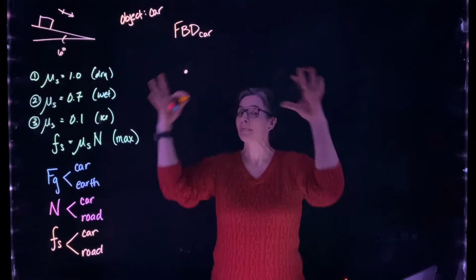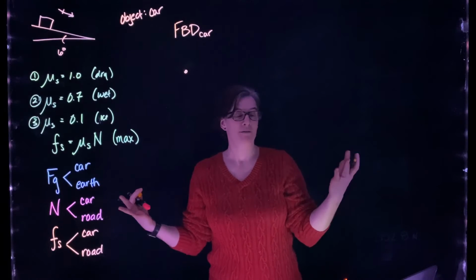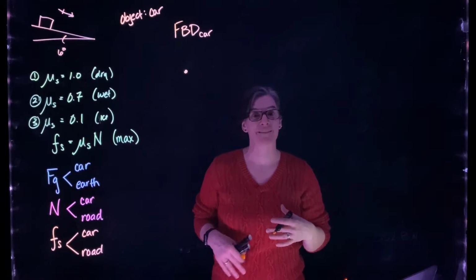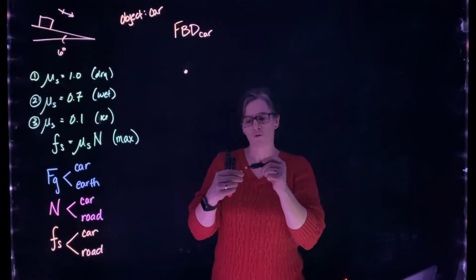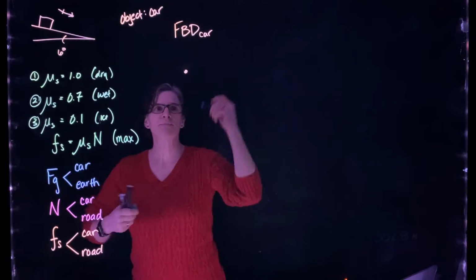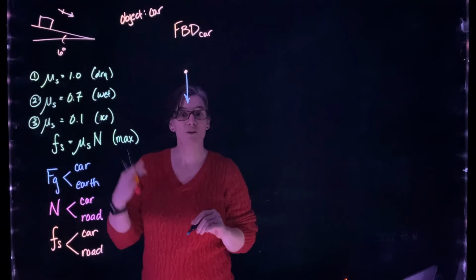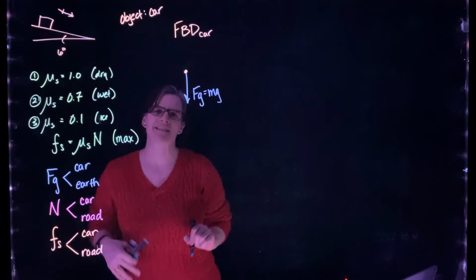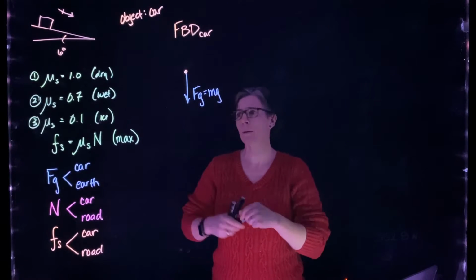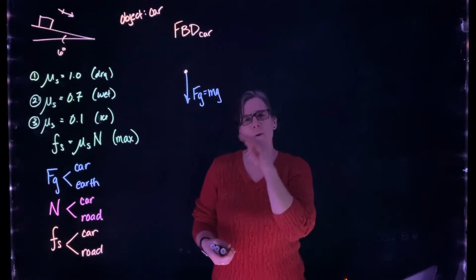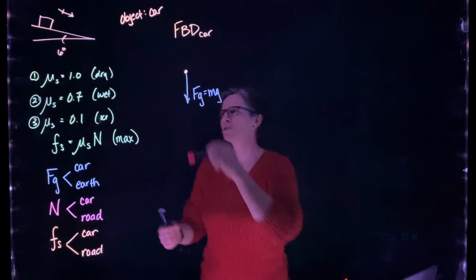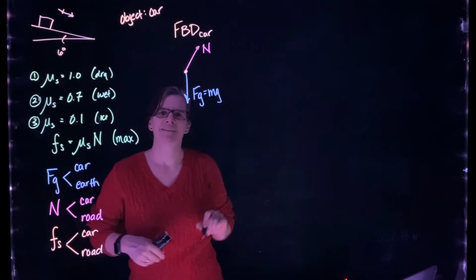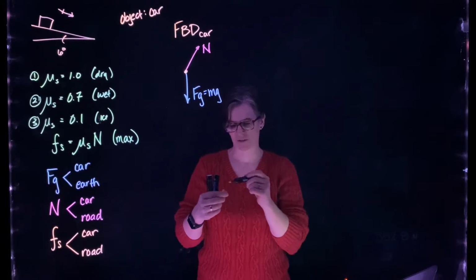So we can set the problem up as a general problem and then use the different coefficients for each one of our conditions. So the force of gravity, how does that act on the car? Well, we know it acts vertically. So here's our force of gravity, and just as a reminder, that's equal to mg. What about the normal force? Well, that acts perpendicular to the surface. So that kind of points up and to the right because the surface is at that angle of 6 degrees.